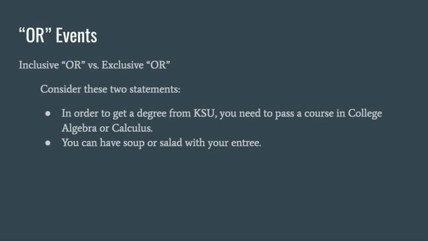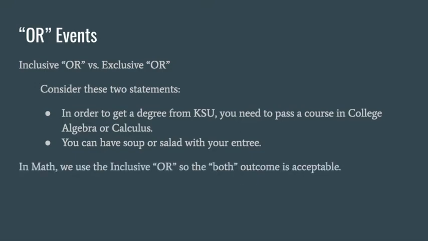When you order at a restaurant, they ask you if you want a soup or a salad, and you could say both, but you're going to have to pay for it, right? But in terms of what comes with your entree, it's either a soup or a salad, but not both. Okay, so that's the exclusive or. Well, in math, we always use the inclusive. Okay, so the both would count.